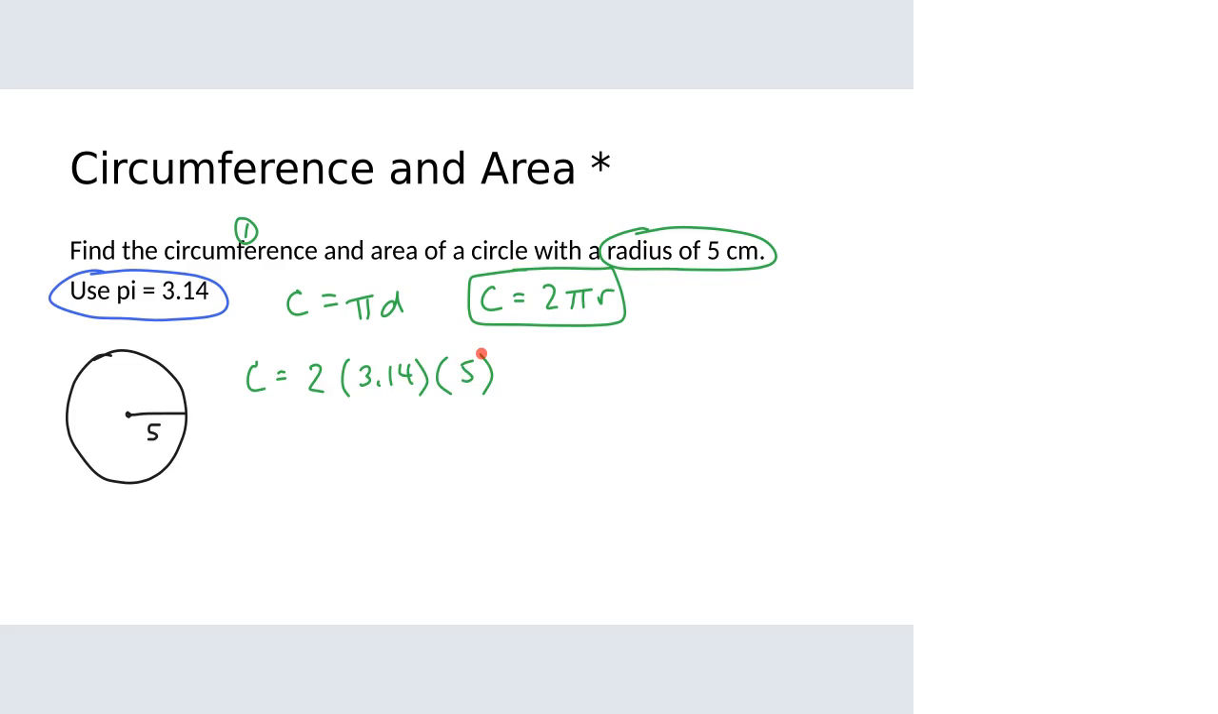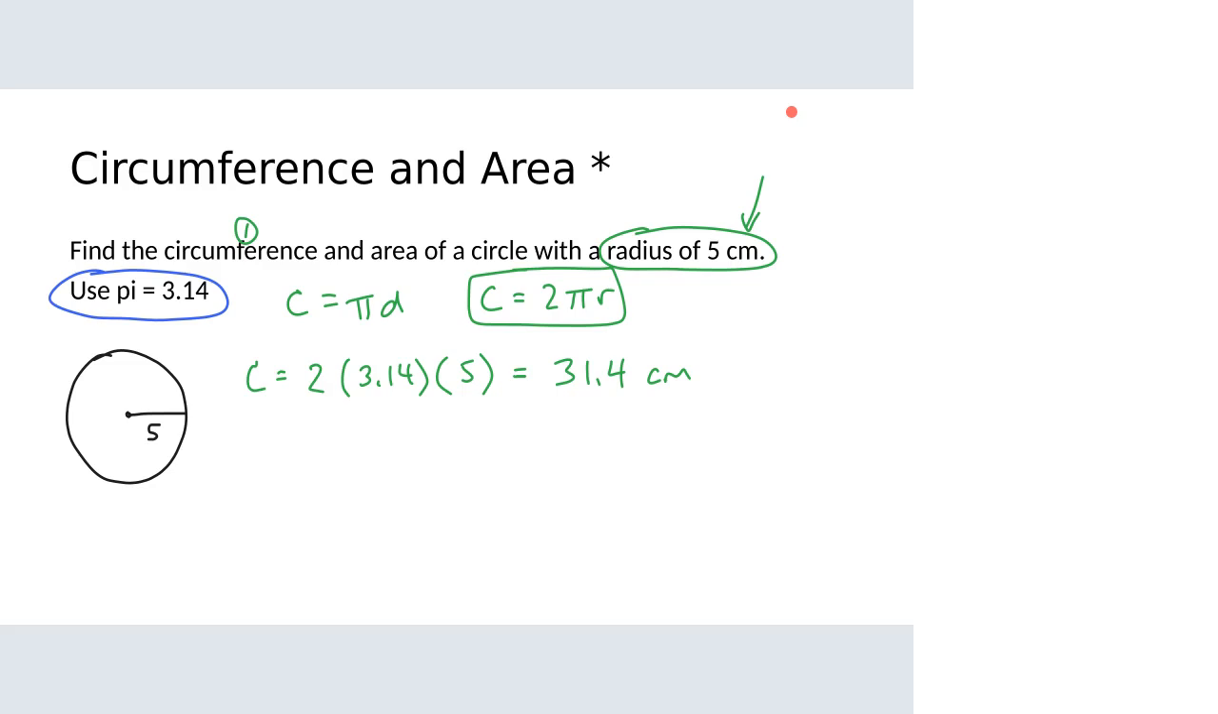2 times 3.14 times 5 is 31.4. You don't have to put units, but because we were given that it's centimeters, this is circumference. This is a straight line distance around the circle. So that's 31.4 centimeters.